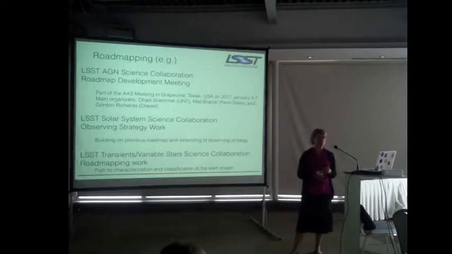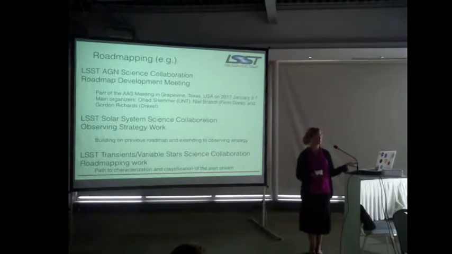Over the next year or so, there are various roadmaps at various levels of completion at this point. I just wanted to highlight a few. I mentioned at the very bottom here the LSST Transients and Variable Stars roadmapping workshop, just really recently. In addition, at the American Astronomical Society meeting in January of this coming year, 2017, the AGN Science Collaboration will be working on developing their roadmap. There's also a larger extragalactic roadmap in the works, which I encourage you to get in touch with either the AGN or the Galaxies Collaboration about if you're interested in learning more.